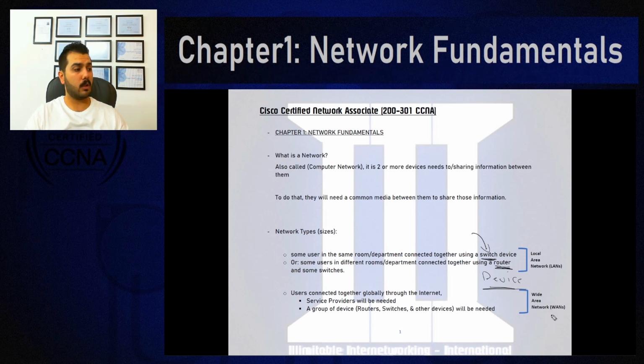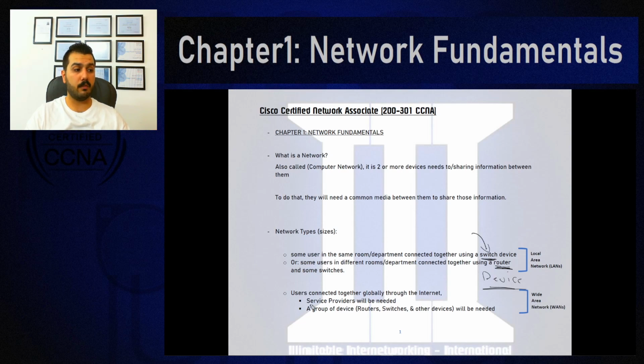The other type of network is called wide area networks, or WANs. This will rarely be used by an associate engineer. It is some users connected together globally through the internet. This is not about a switch device in the corner of the room having some cables to connect 4, 8, even 16 PCs together. No, this is about being connected together globally through the internet.